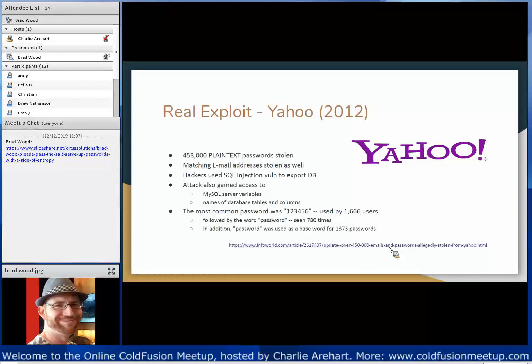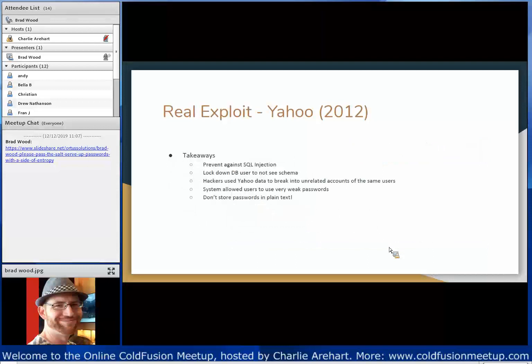So there's an example of people using plain text. It doesn't work out. If a hacker is able to get access to the database, it's like you're just handing them the key. So our takeaways are, first of all, prevent against SQL injection, right? It's a super common attack vector. Lock down your database user so they can't see the schema. If you're running your database user as root on MySQL or SA on SQL Server, don't do that. All it takes is a good SQL injection vulnerability, and then you can do all sorts of nasty things.